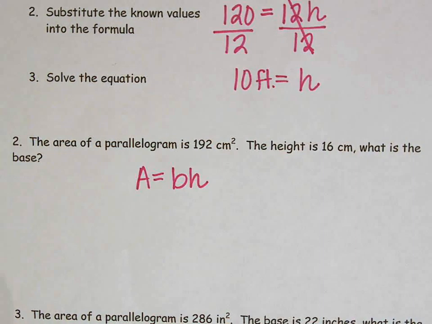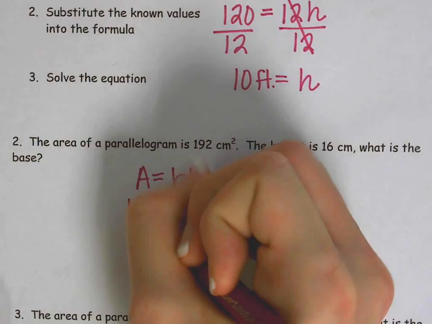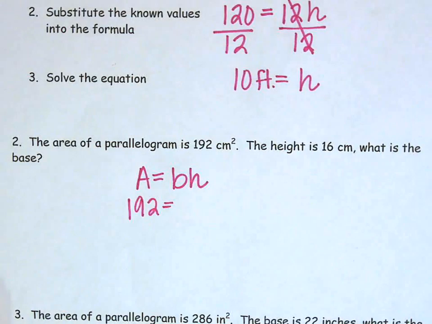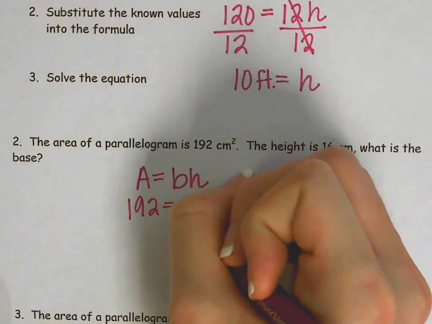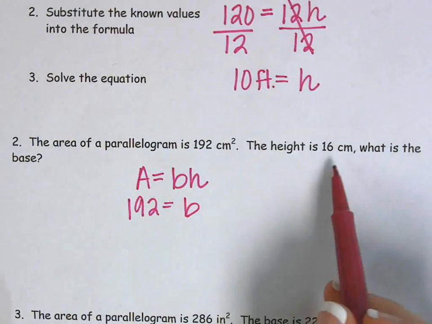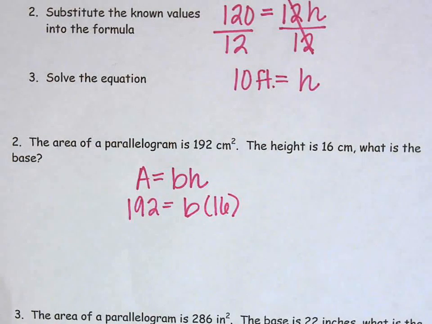Your second step is to substitute in what you know. In the problem, it tells us the area is 192. What is the base? We don't know the base, so I'm going to leave that as b. And we know that the height is 16, so I'm going to substitute in 16 for the height.